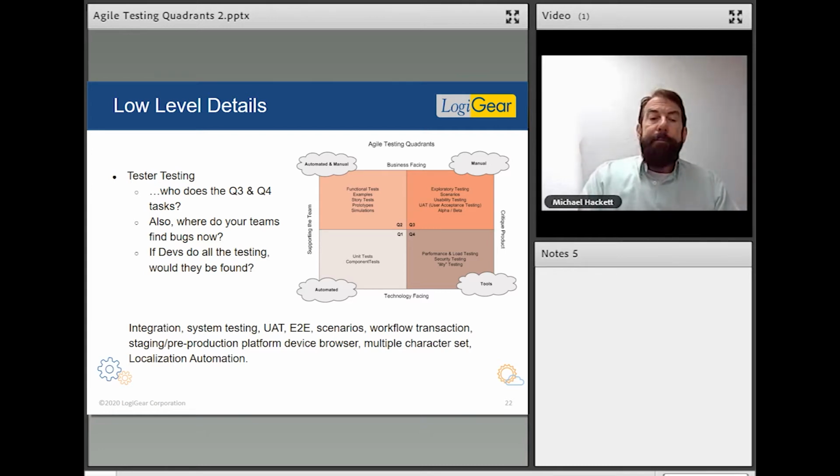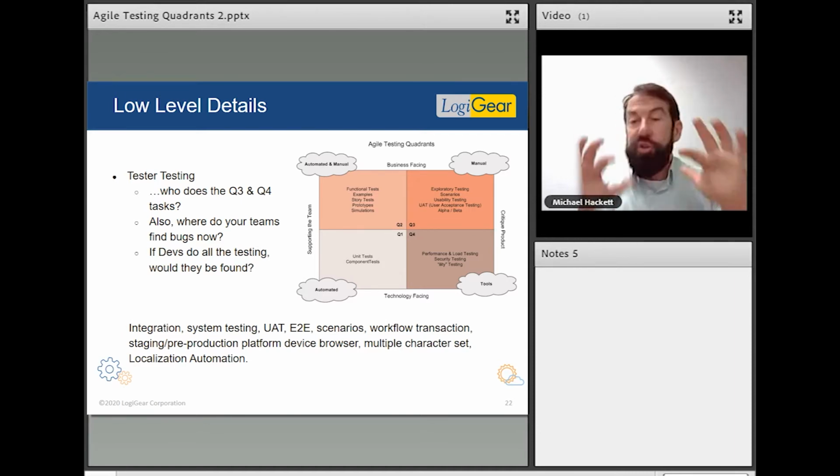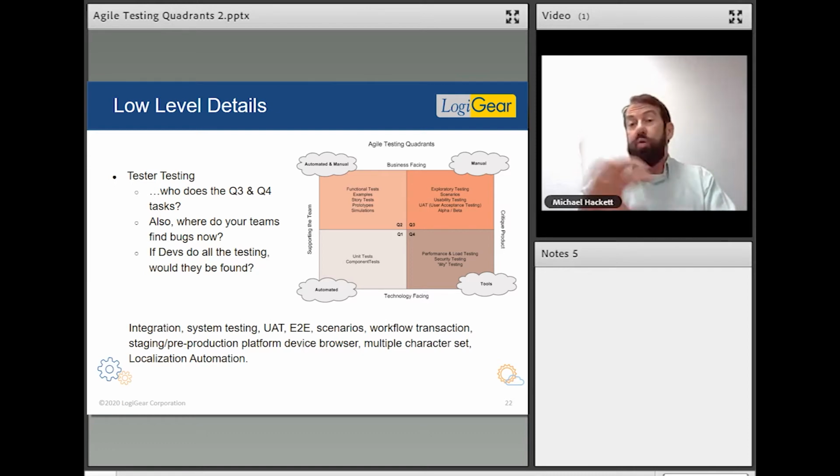So to have a couple of conversations about that, one of the goals here is to figure out who's going to do what, whether you call it roles and responsibilities. When it comes to tester testing, where do you do it? Do you do it in quadrant 2, inside a story, inside a Scrum team? Do you do transaction workflow end-to-end tests and user acceptance tests later on in quadrant 3 and quadrant 4? Who does those quadrant 3 and quadrant 4 tasks? When do they happen? But also, where does your team find bugs now?